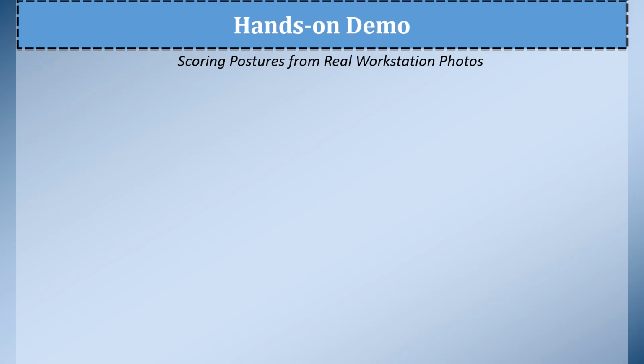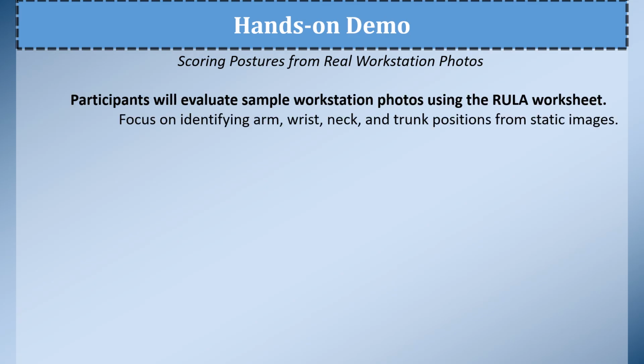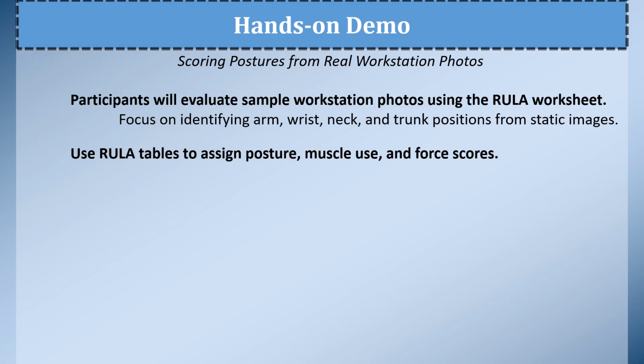Hands-on demo, scoring postures from real workstation photos. Participants will evaluate sample workstation photos using the REBA worksheet. So now apply what you have learned by analyzing posture photos. Look closely at joint angles and body alignment. Then follow the REBA scoring procedure step by step. This builds confidence in real-world ergonomics assessment.